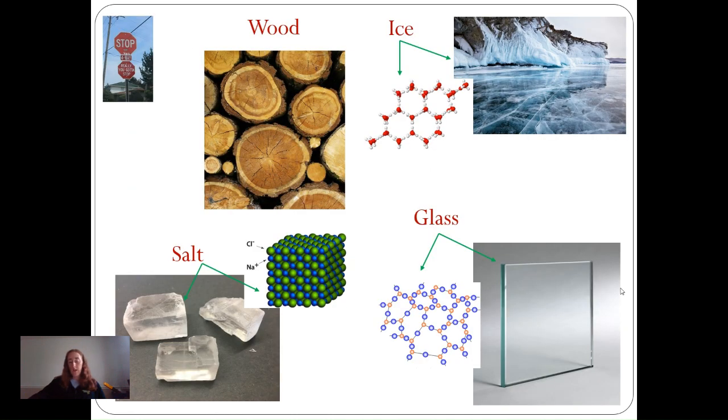So based on that, here is your next quiz question. So you have 4 substances up here. You have wood, you have ice, you have salt, and you have glass. And your job is to use those 5 criteria from the last slide and then decide if each of these substances is a mineral, yes or no. If you say yes, you have to tell me why it's a mineral. And if you say no, you have to tell me why it's not a mineral.